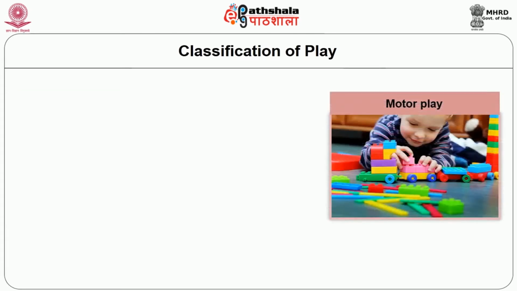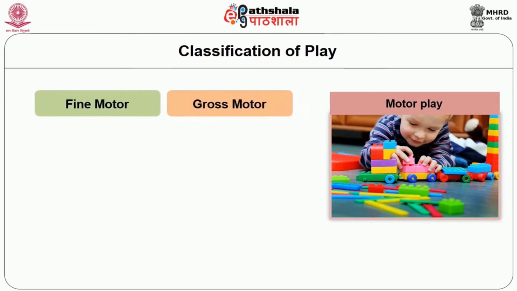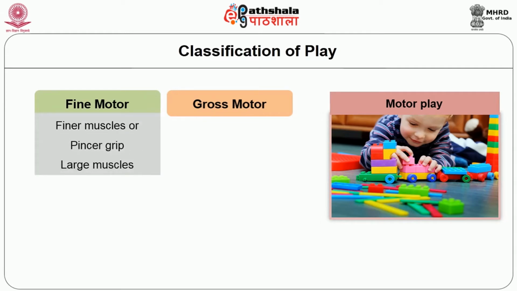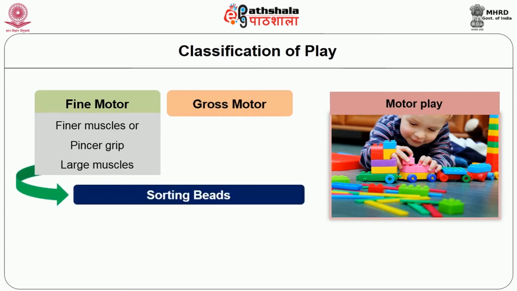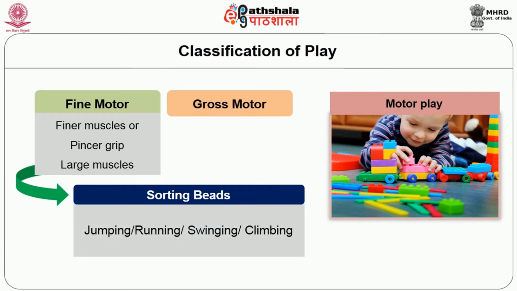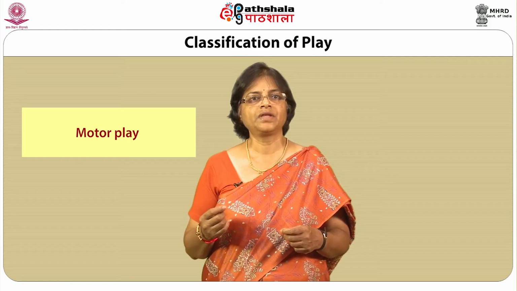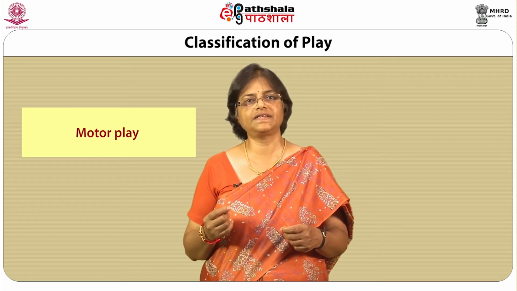Motor play. Motor play could also be grouped into fine motor and gross motor. Fine motor activities involve the finer muscles, or pincer grip, while gross motor activities involve the larger muscles. Sorting beads could be a fine motor activity, while jumping, running, and swinging are larger muscle activities. Children play in a combination of both these types of play. A balance of both is necessary.